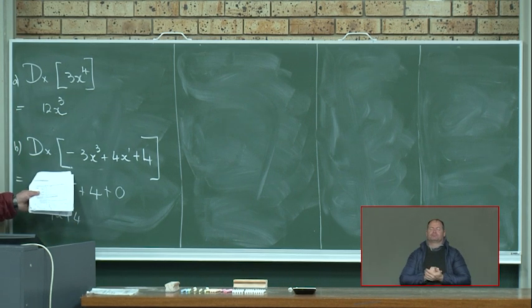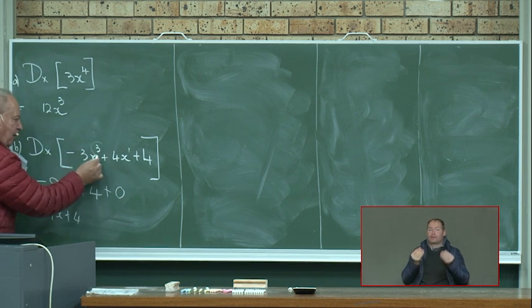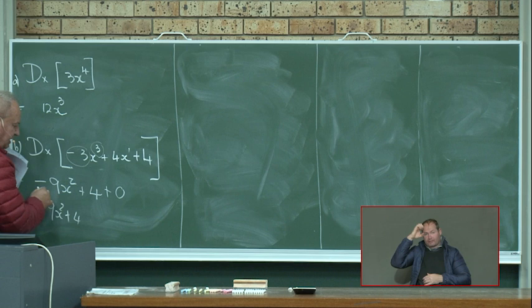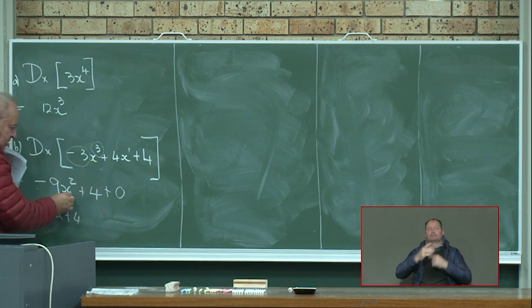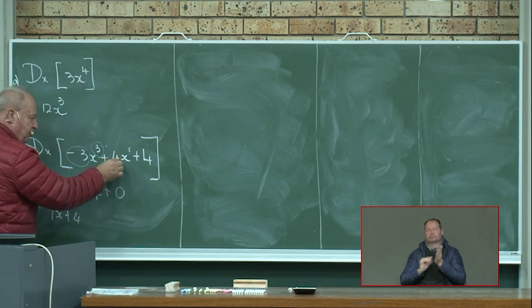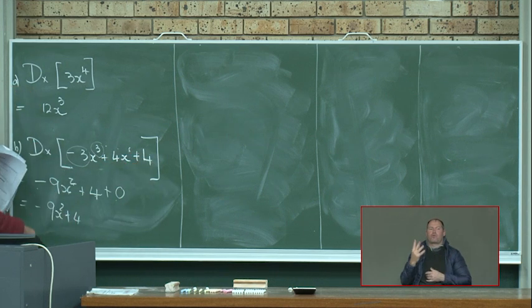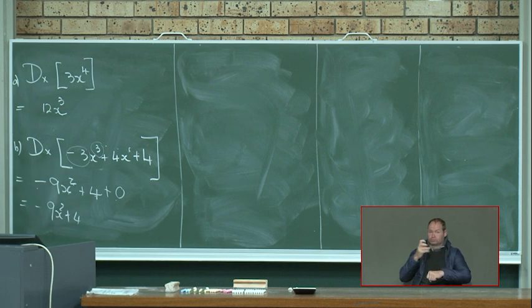I repeat, to find the derivative of this, we say exponent times the coefficient is negative 9. Keep x, subtract 1 from the exponent. If the exponent is 1, the derivative is the coefficient, which is 4, derivative of a constant, 0, and I'll simplify it. Are you happy?